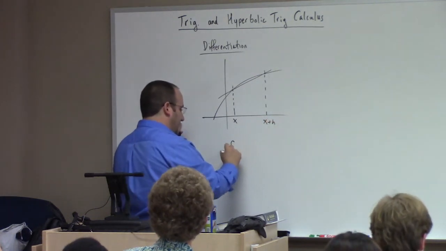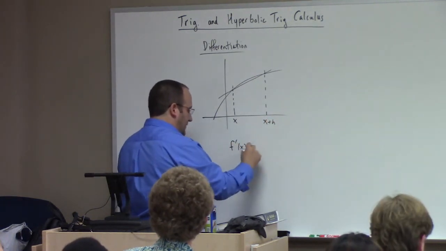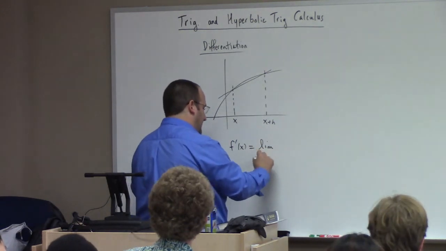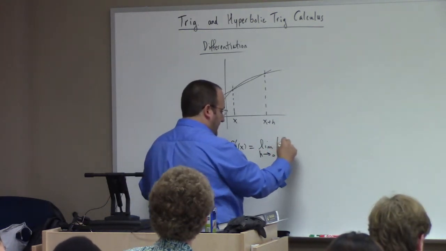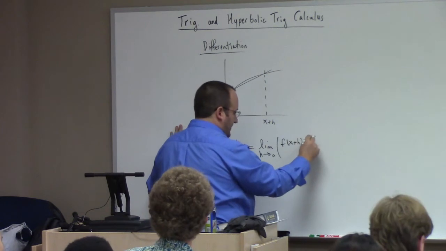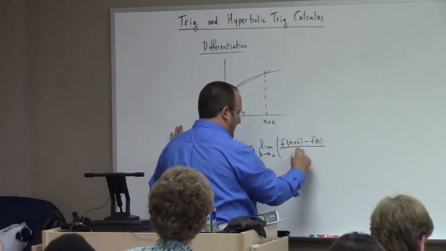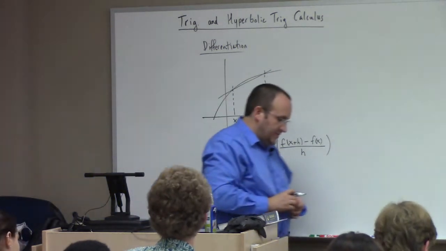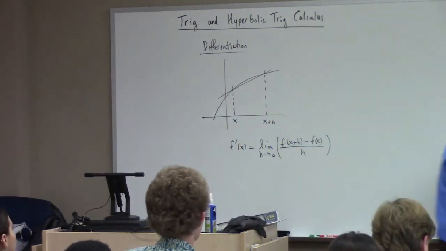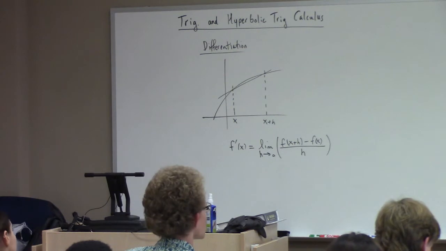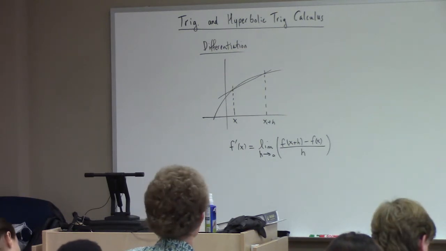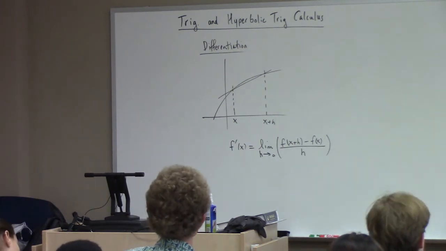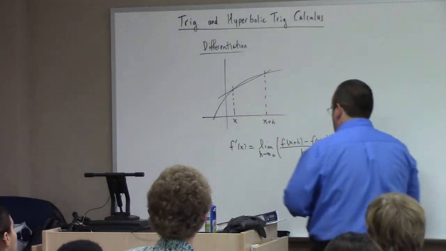You remember f prime of x is the limit as h goes to 0 of f of x plus h minus f of x divided by h, right? That was the definition of the limit. It's the limit of the slopes of the secant lines, right? And that describes the rate of change of the function at x. So that's the first big chunk of the course.